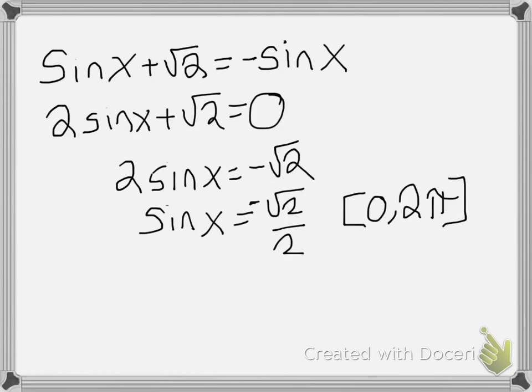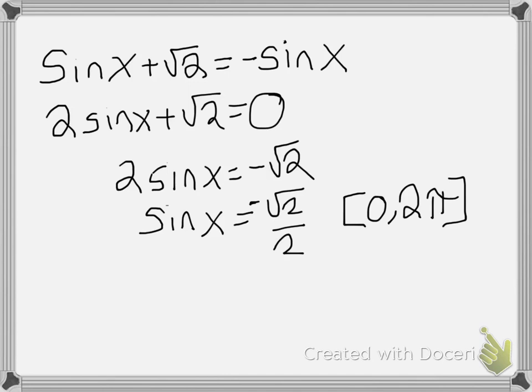So in that interval from 0 to 2 pi, the sine is negative in quadrants 3 and 4, just like we talked about in the last problem. If it's negative in quadrants 3 and 4, what radian measurements, angles, represent 45 degrees? Well, it's 225 degrees and 315 degrees. But again, we like to do it in radians.